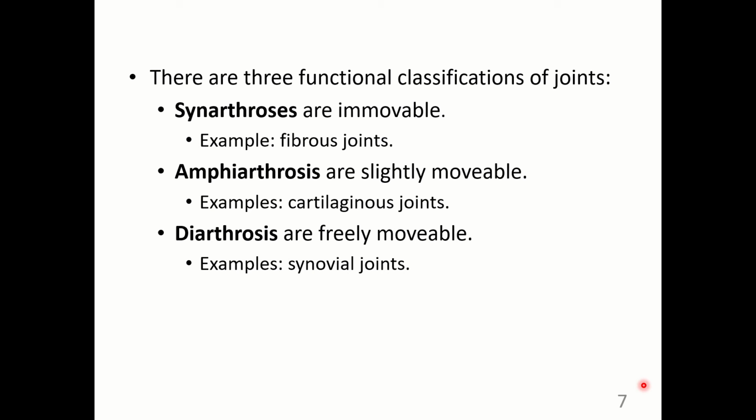Arthroses means joint or articulation. Syn means together. Amphi means between. And diarthrosis is freely movable. Dia is thorough or complete. So no movement for synarthrosis. They're fused together basically. Slight movement, so they're between none and freely. And then dia is thorough movement.